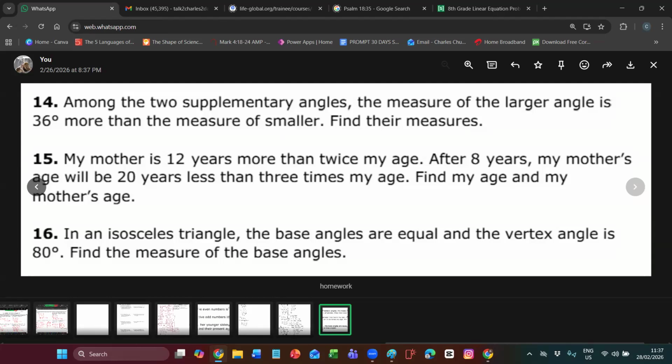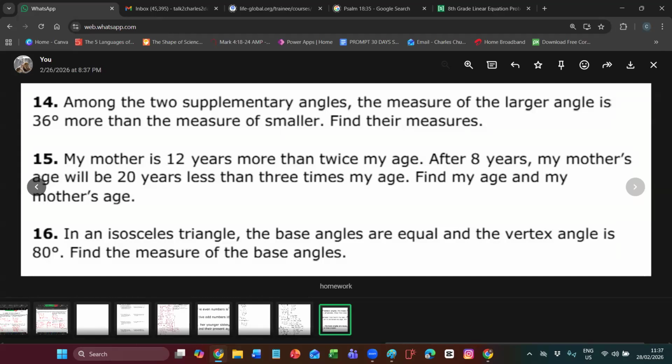Good. Then the second one says my mother is 12 years more than twice my age. After 8 years, my mother's age will be 20 years less than three times my age. Find my age and my mother's age. Of course, there are two setups here. Let's deal with the first one. My mother is 12 years more than twice my age. So let's pretend that my age is x. What's the equation for that?